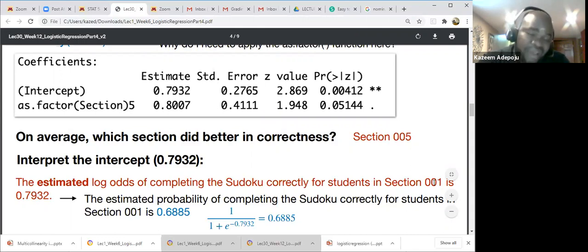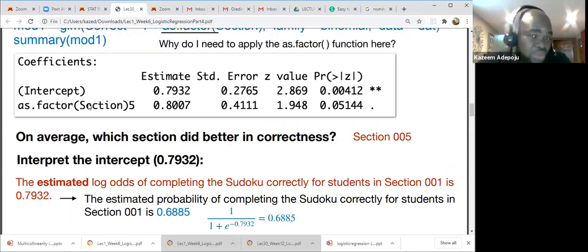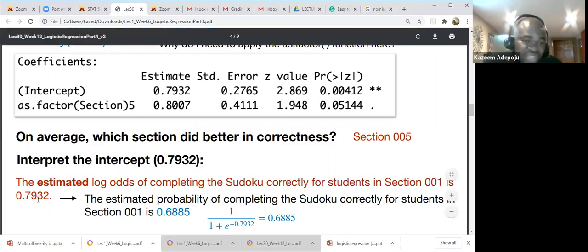Under the predictor variable. They call it predictor variable here. It's actually categorical because it's a section. We got two sections, section 1 and section 5. If I want to interpret the intercept, I'm actually going to base my interpretation on the control, the level that I'm using as a control. And that is the reason why I'm going to say the estimated log odds of completing the Sudoku correctly for students in section 001 is 0.7932.